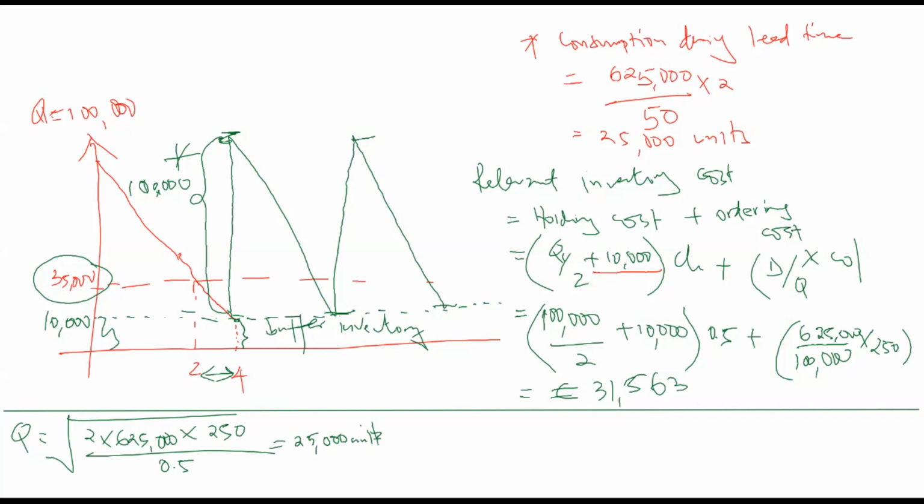Don't forget, by the way, the buffer inventory, the minimum inventory, is not influenced by the ordering policy you keep as a company. So, even if you use the EOQ, the buffer still remains at 10,000. So it does not matter. Therefore, we can say the cost will be equal to holding cost.